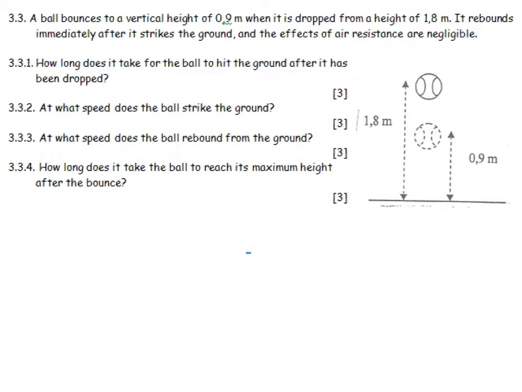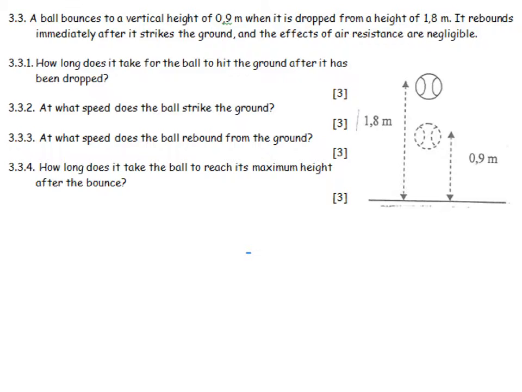A ball bounces to a vertical height of 0.9 meters when it has been dropped from a height of 1.8 meters. It rebounds immediately and the effects of air resistance are negligible. How long does it take the ball to hit the ground after it has been dropped? So it goes 1.8 meters. Let's see what information I've got.